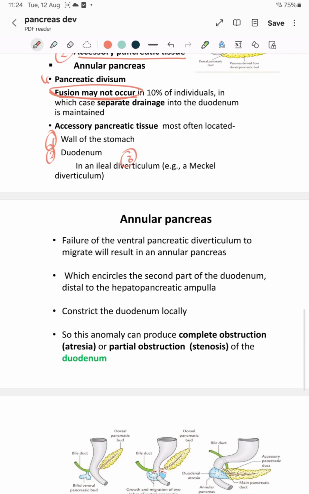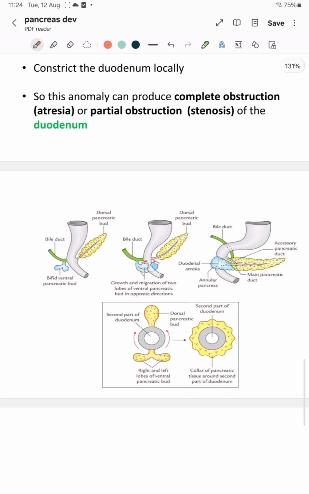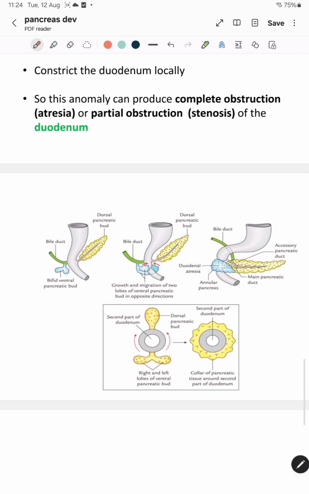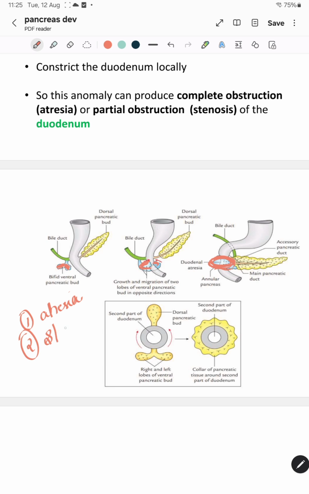Now the annular pancreas. Annular means circular. The ventral pancreatic bud will form a circle around the duodenum. It is a bifid ventral pancreatic bud that will encircle the duodenum, due to which two things may arise: either complete obstruction, which is known as atresia, or incomplete or partial obstruction, which is known as stenosis.